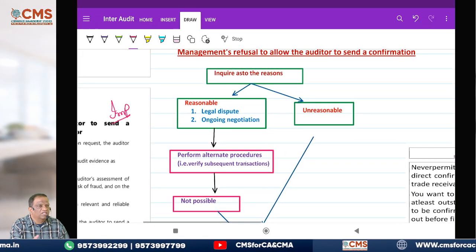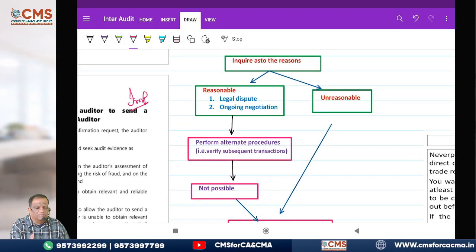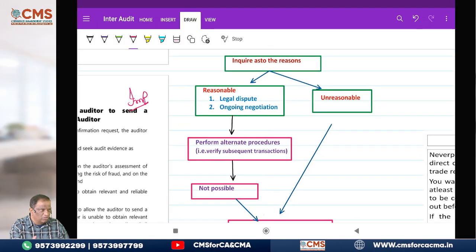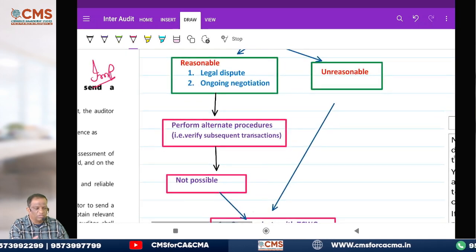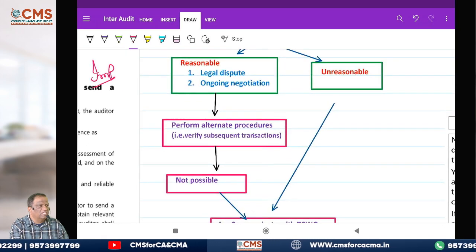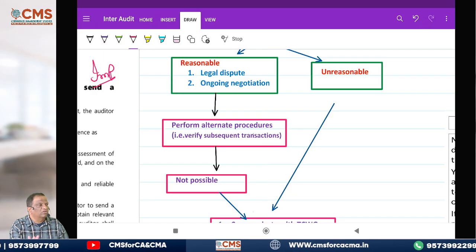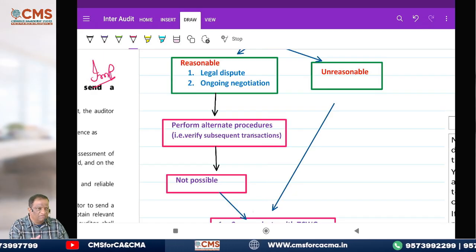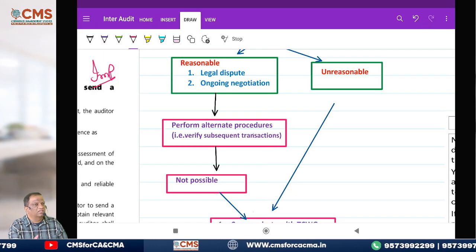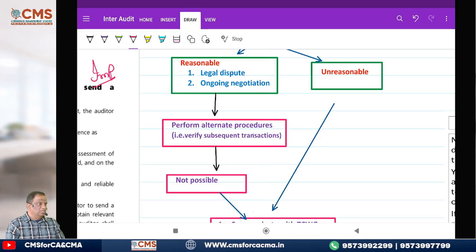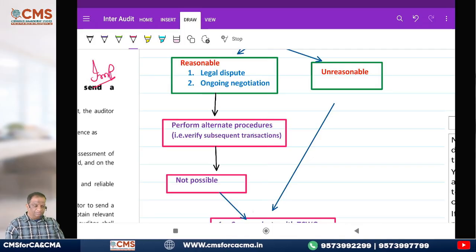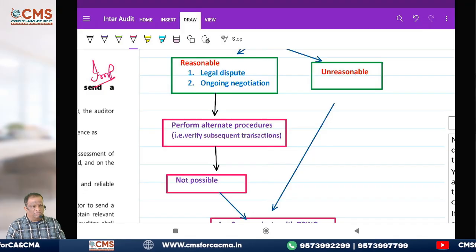But what if the reasons are reasonable? So I don't see any fraud, but they appear to be correct in that. Then what should I do? They may have their own legal reasons, but as an auditor, you have to do your job. External confirmation is mandatory, but here there are some practical issues. Then you try to perform alternate procedures, that is subsequent payments and all that. If that is possible, it is all right.